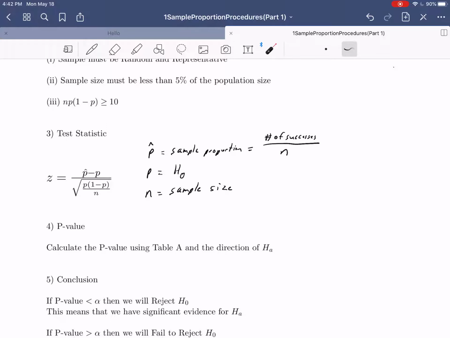So we'll see an example of that in just a little bit, but just keep in mind your p-value now will be from table A.